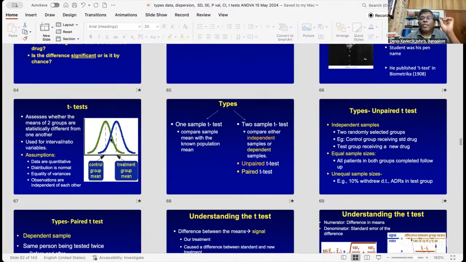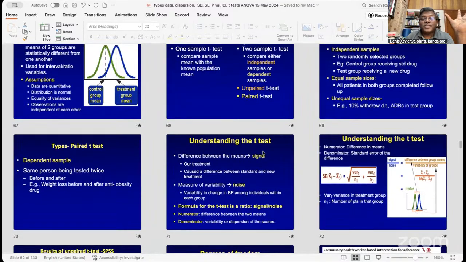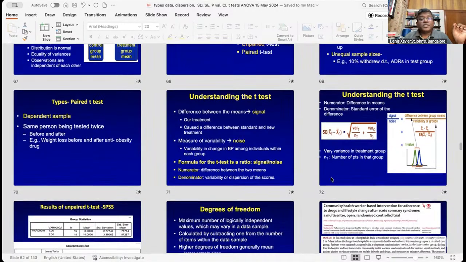So the whole thing about the t-test is understanding the difference between signal and noise. Here, the difference between the means is the signal, and the variability in between is the noise. And then I'll show you the simple formula. This formula looks difficult, whatever. When I show it to you later on, it will be simple, and then we'll see what is the signal, what is the noise, and how to discern the difference between signal and noise.